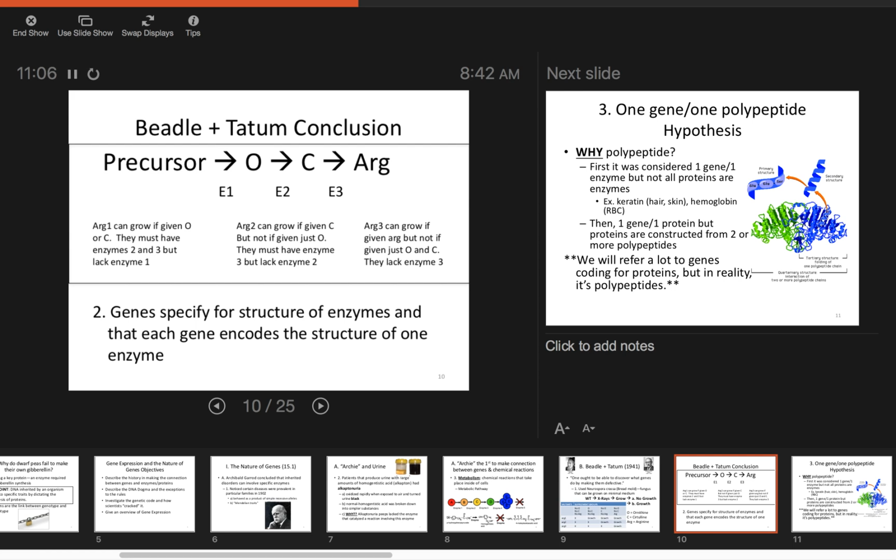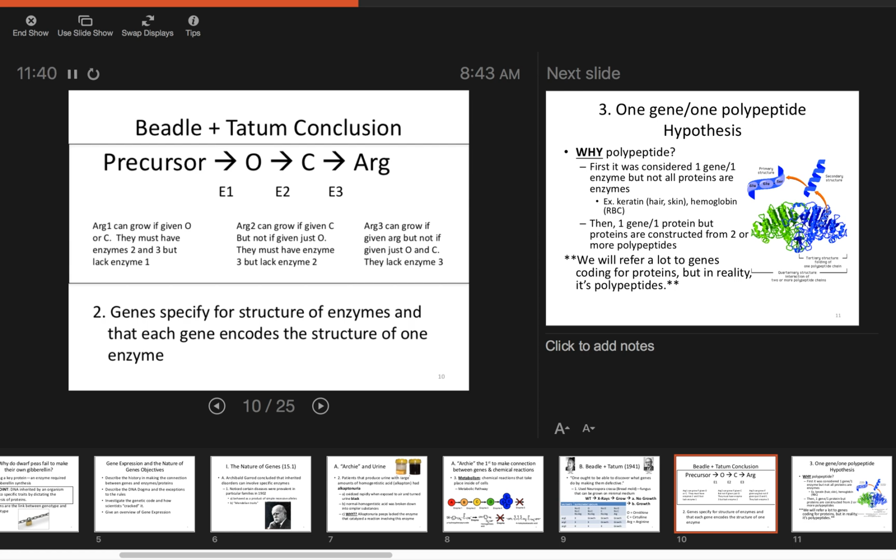So with mutant 1, if it can grow given an O or a C, it's got to have enzymes 2 and 3, but maybe it lacks enzyme 1. With ARG2, if you gave it C, it grows, but not with O. So therefore, it has enzyme 3, because it grew in this medium, but not enzyme 2, because if you just gave it O, it didn't have that enzyme to turn it into C. So the difference between all those is just the enzymes? Yeah, the defect in the enzymes.